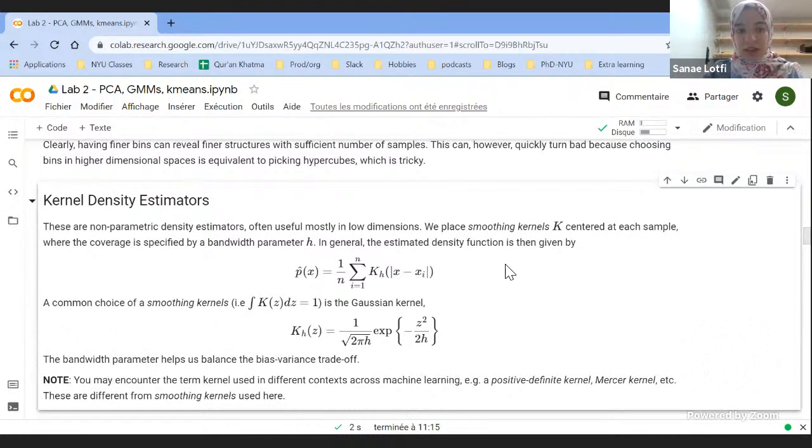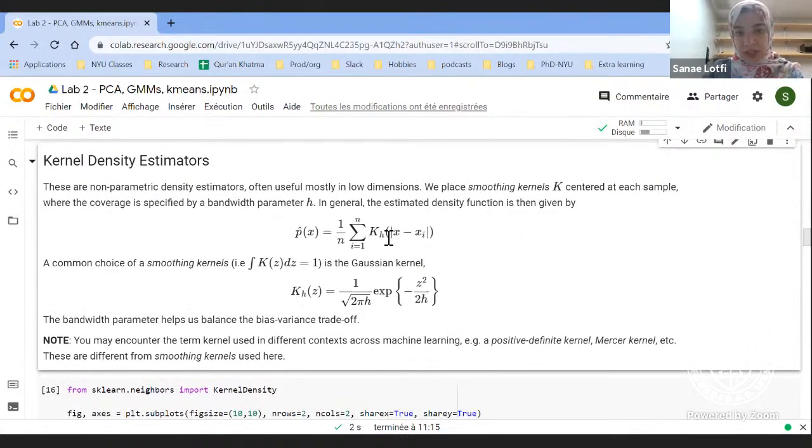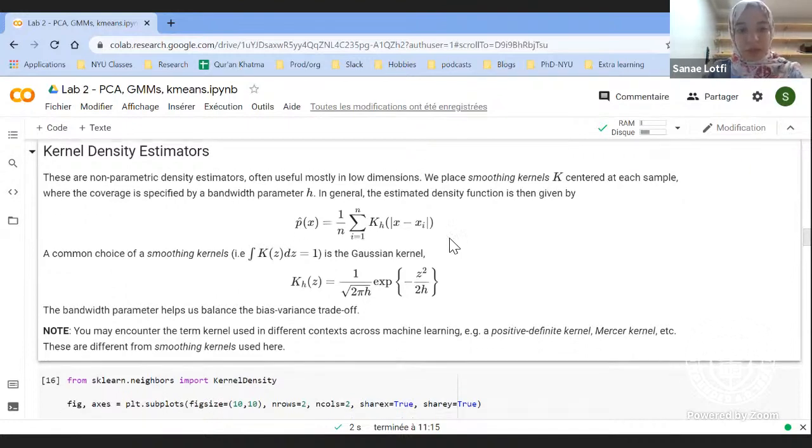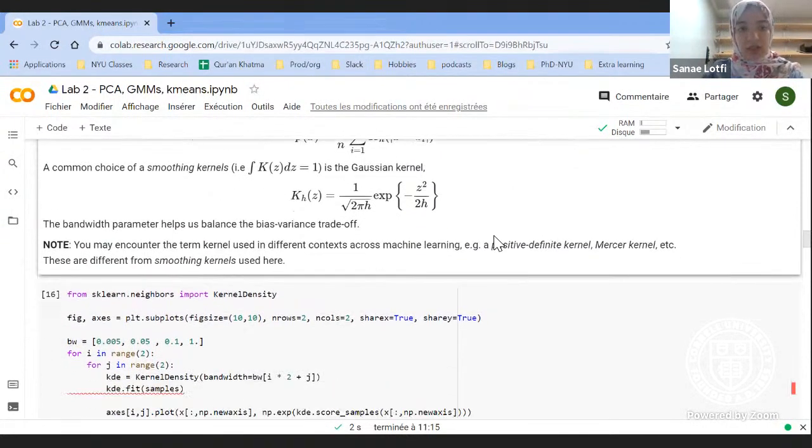So we're going to consider kernel density estimation. In this case, we're considering non-parametric density estimation, and we place smoothing kernels, which are defined here, centered at each sample, where the coverage is specified by a bandwidth parameter h, which is what we define here. And here h is given, in the case of the Gaussian kernel, by what it can represent. And in general, we'll write the estimated density this way, and this relates to the previous example as well. A common choice is the Gaussian kernel, but you can imagine choosing other kernels for your density estimation.